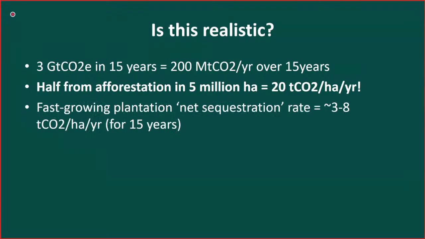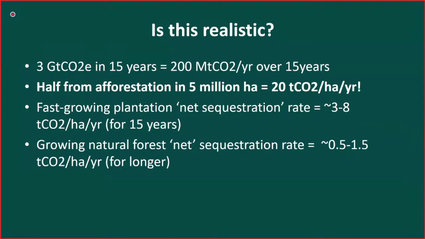Now, if you look at the empirical data on the rate at which trees and plantations and natural forests sequester carbon dioxide, fast-growing plantations, their net sequestration rate ranges somewhere between 3 to 8 tons of CO2 per hectare per year. And I've put that for 15 years because they will start tapering off after that initial fast-growing period. Natural forest, which is at a secondary succession stage and not reached climax, will add some CO2 over its lifetime. But those net sequestration rates are going to be much lower, up to 1.5 tons of CO2 per hectare per year. So this is the kind of realistic estimate that you might have. If you were doing the improvement of natural forest, you're going to get only 0.5 to 1.5.